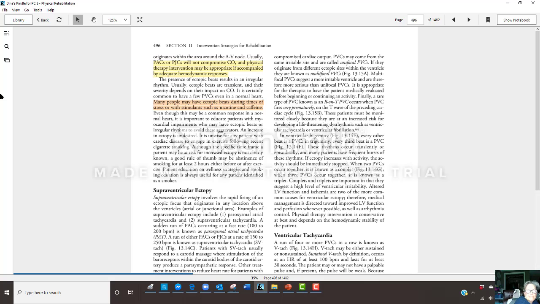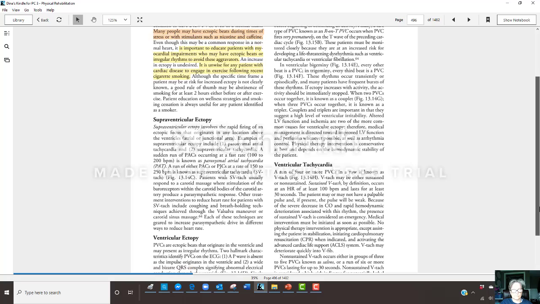It is unwise for any patient with cardiac disease to engage in exercise following recent cigarette smoking. Although the specific time frame a patient may be at risk for increased ectopy is not clearly known, a good rule of thumb may be abstinence from smoking for at least 2 hours either before or after exercise. Patient education on wellness strategies and smoking cessation is always useful for any patient identified as a smoker.